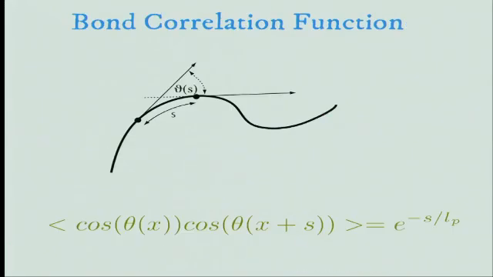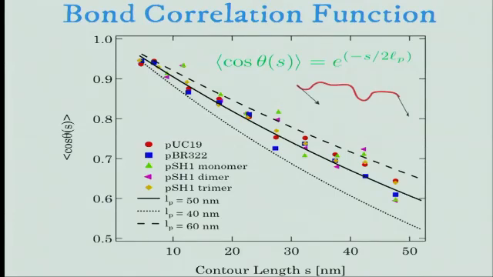Now, what to say about the correlation function? The correlation function is defined like this. You take the tangent, and then you look at the angle between the 2 points, and you calculate this average quantity, and it will actually decay exponentially. It will decay exponentially, especially on a range which is comparable to the persistence length. And you see here, for all the plasmids I showed you, they decay exponentially.